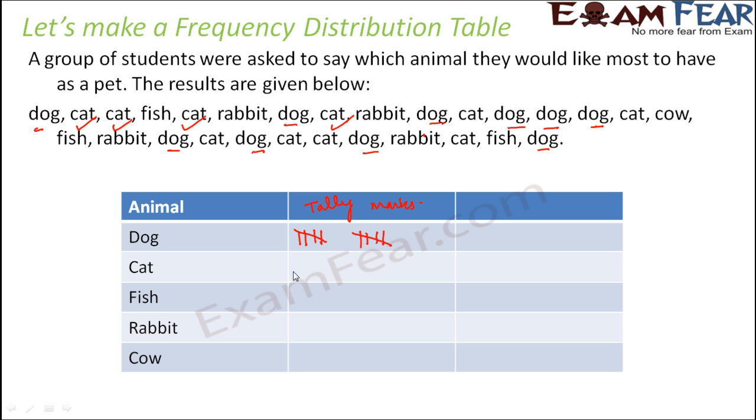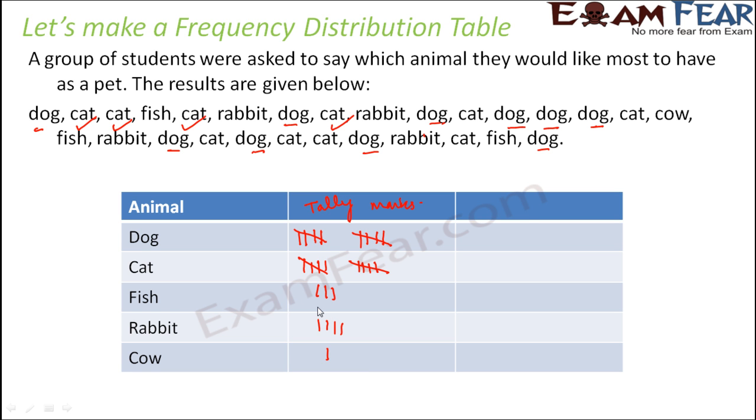Similarly, let's do it for cat. And in cat also we see that there are 10 entries for cat. For fish, rabbit, cow. For all of these, as we keep counting, wherever we come across a cat or a cow or whichever entry we are counting, we just keep on making these lines.